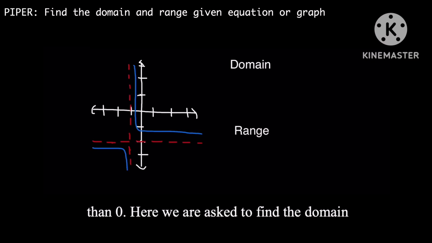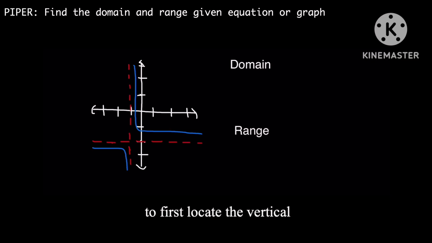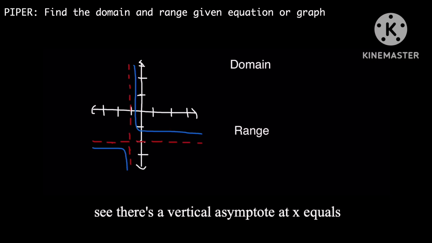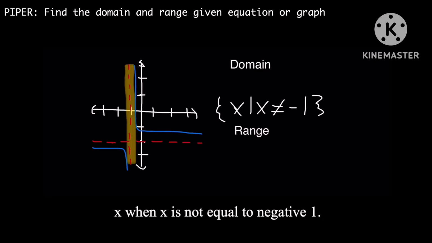Here, we are asked to find the domain and range based on a graph. Since the domain is all possible x values, we need to first locate the vertical asymptote since we know our function cannot equal these values. Here, you can see there's a vertical asymptote at x equals -1. This makes our domain x when x is not equal to -1.